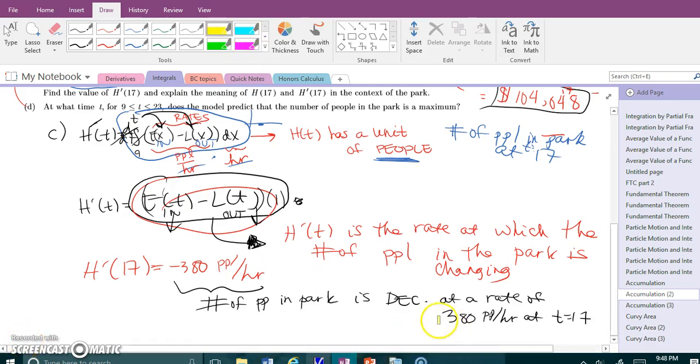So here's the interpretation. Reading it sometimes is easier than just hearing it. And it's good to specify when your interpretation is going on, just to make it a little bit more specific. So there's part C for you. Let's go ahead and do part D.